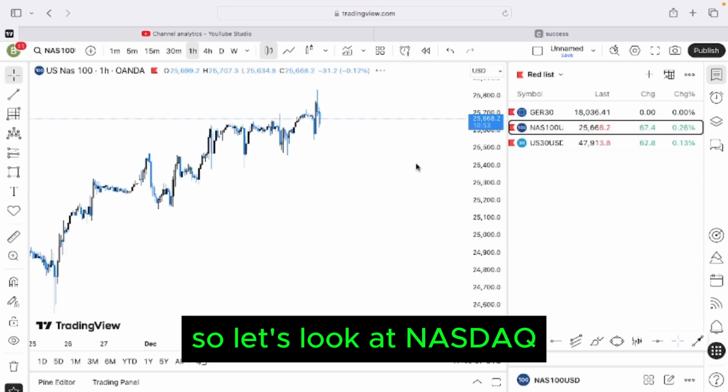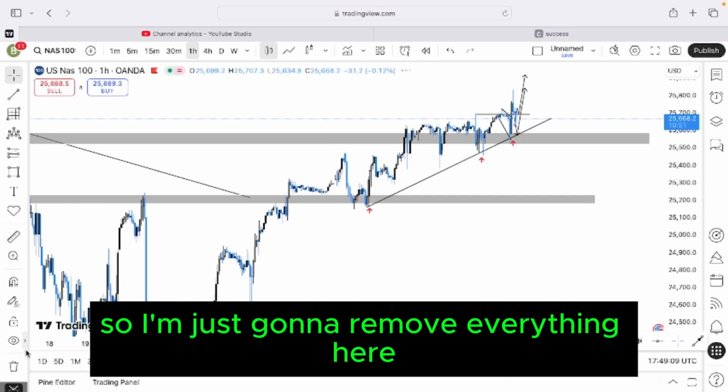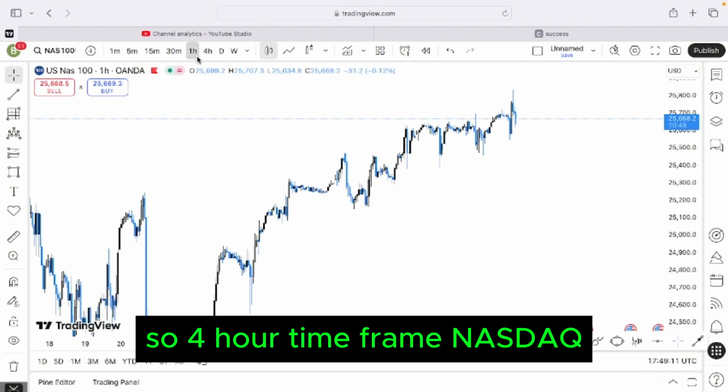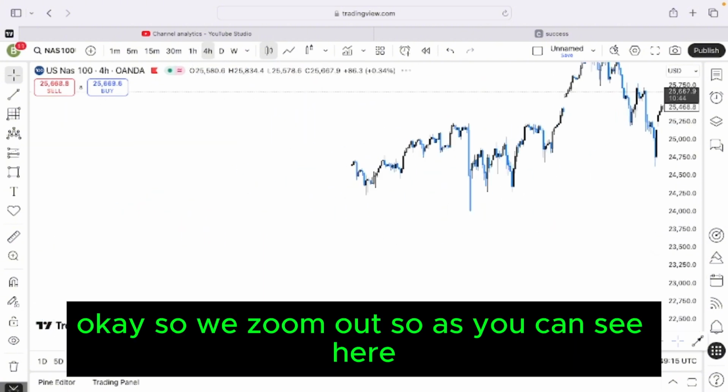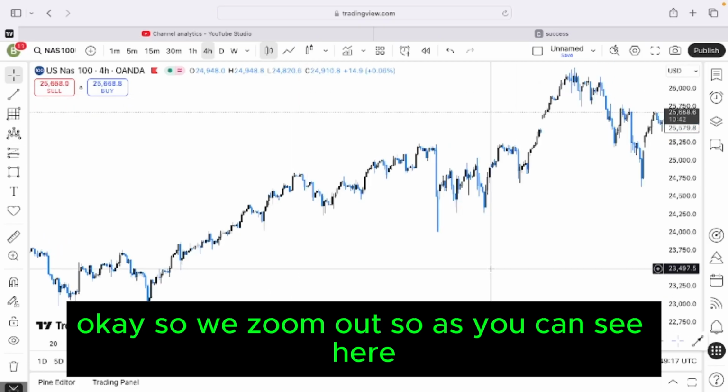So let's look at Nasdaq. So I'm just gonna remove everything here. So 4-hour time frame, Nasdaq. Okay, so we zoom out.